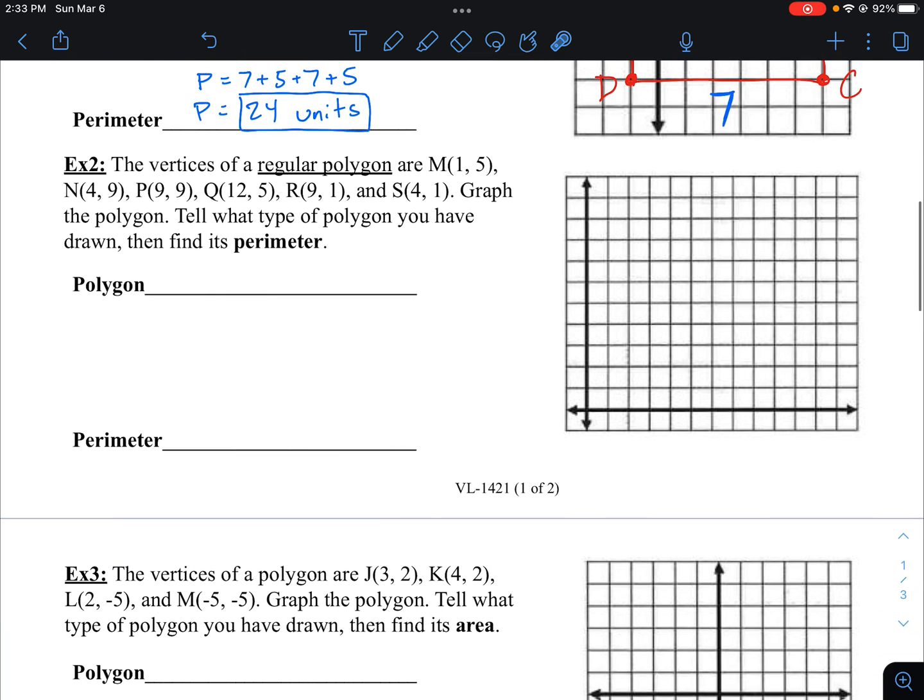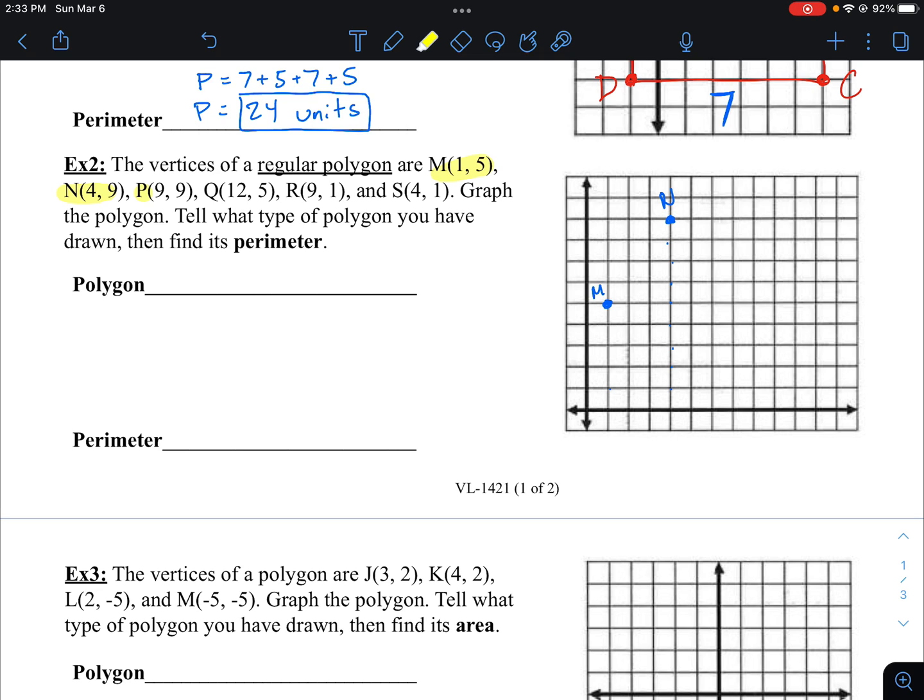All right, let's look at example 2. The vertices of a regular polygon are 1, 5. That's M. So 1 to the right, 5 up. 1, 2, 3. 1, 5, and that's M. N is 4, 9. So let's go 1, 2, 3, 4, up 9. That's 5, 6, 7, 8, 9. Okay, so it's right there. All right, and that is N.